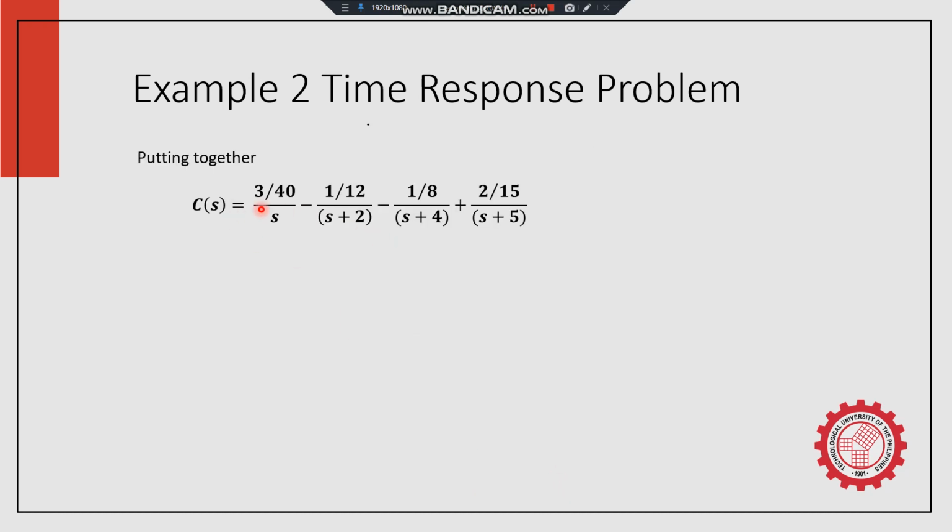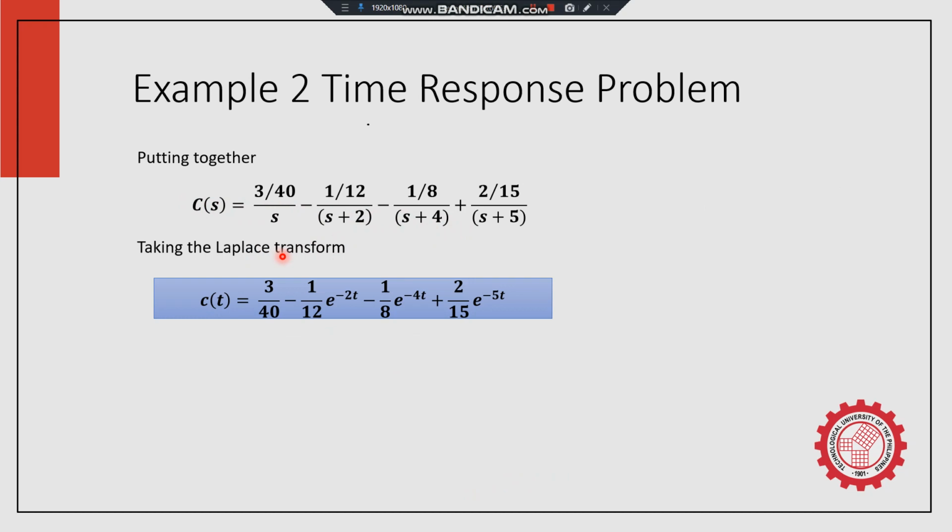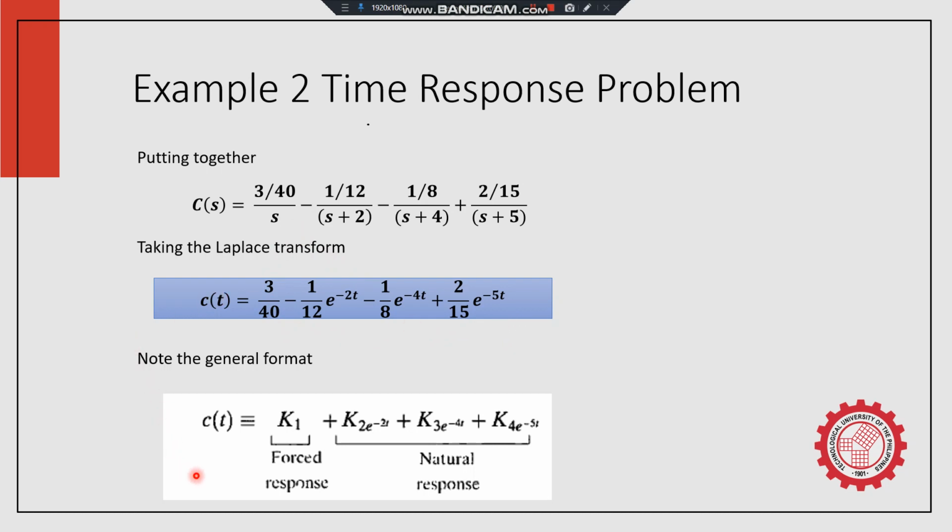And so, we have this C(s). If we put together the values of K that we solved and take the inverse Laplace transform, then we have this as our time response equation. And once more, if we compare this generated equation to the standard equation, it is easy to identify that 3 over 40 is the forced response, while the other terms are the natural response. Note that the natural responses are a function of e.